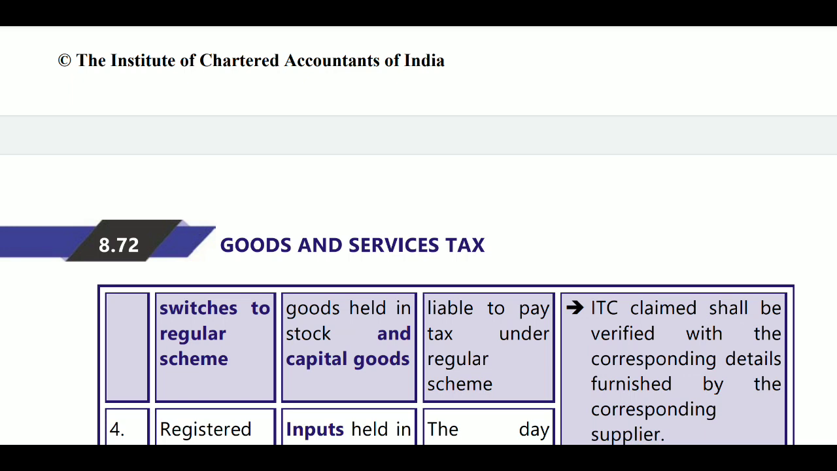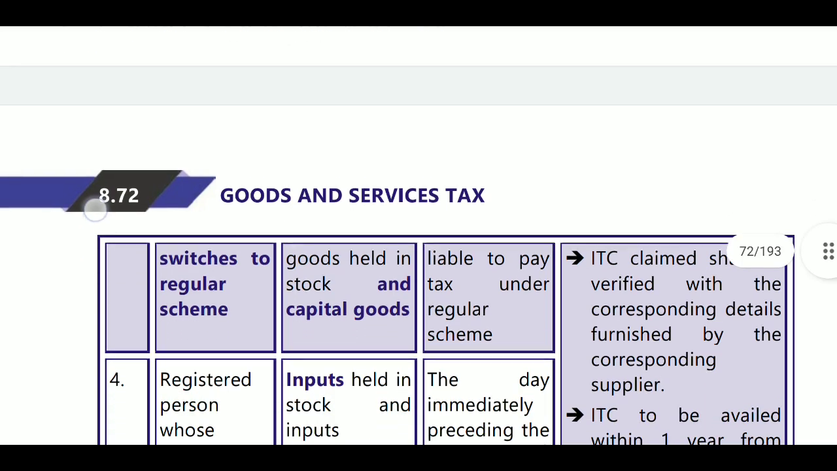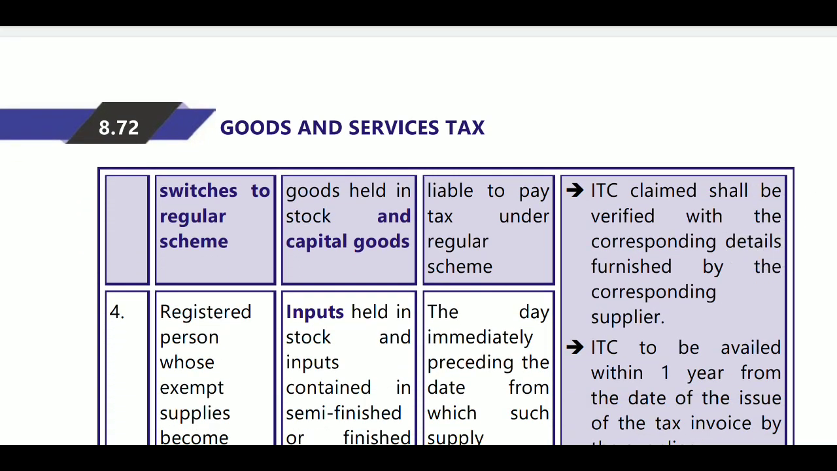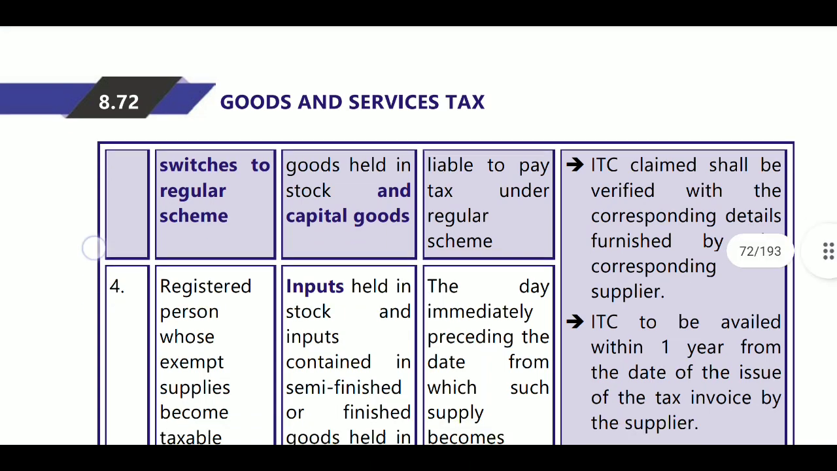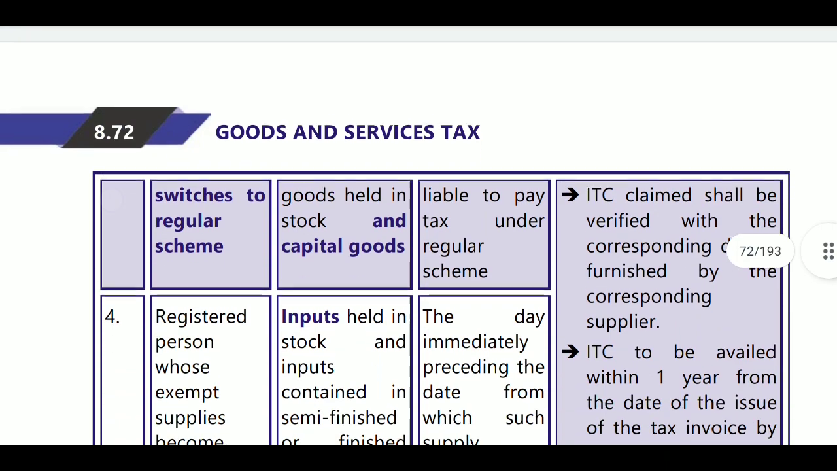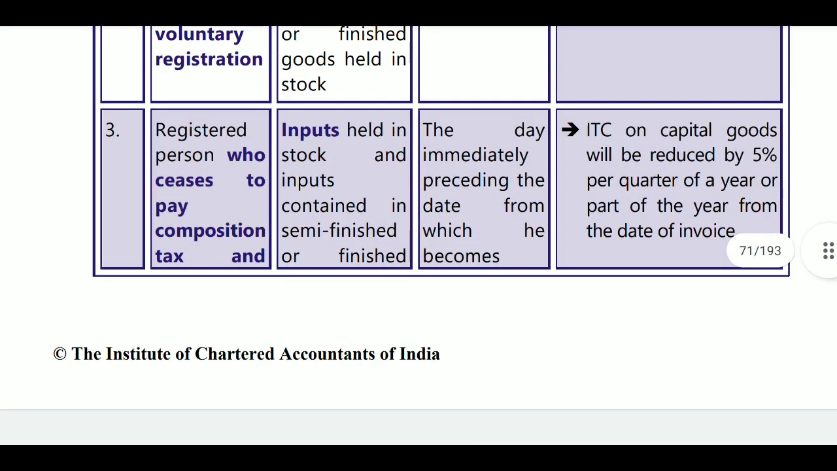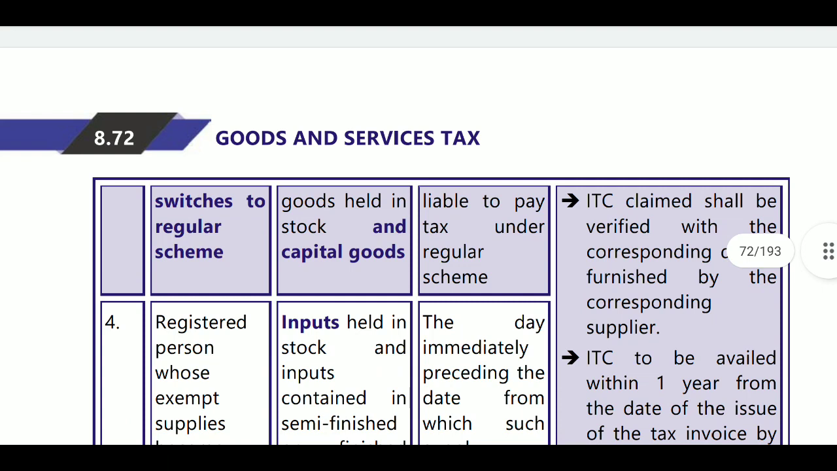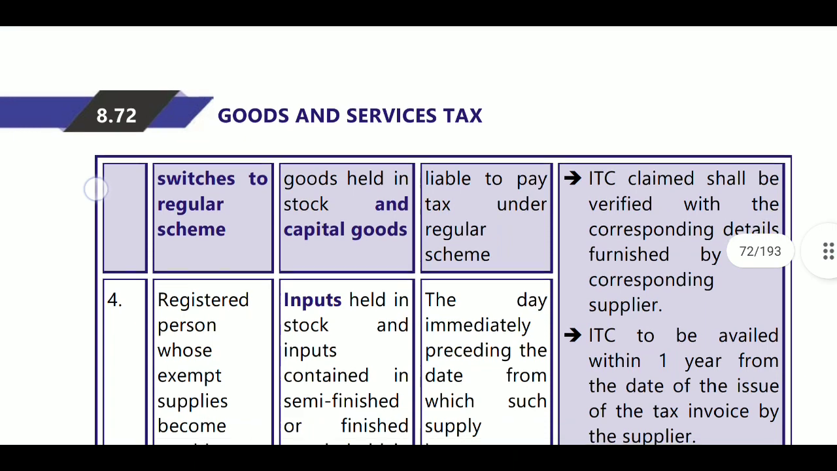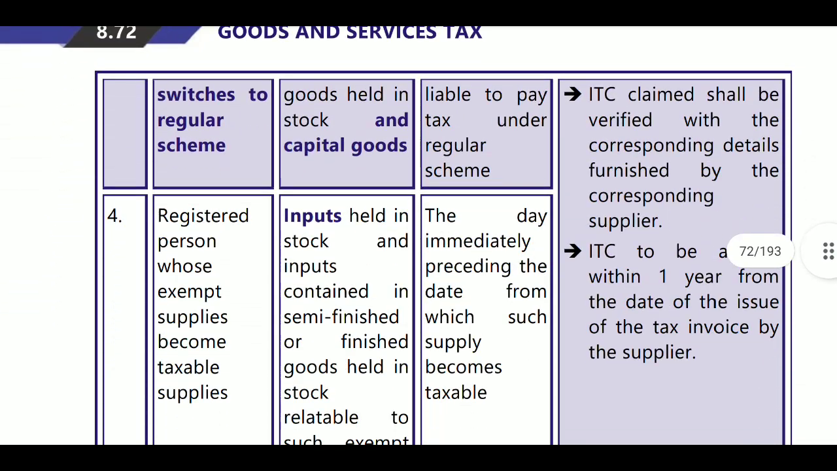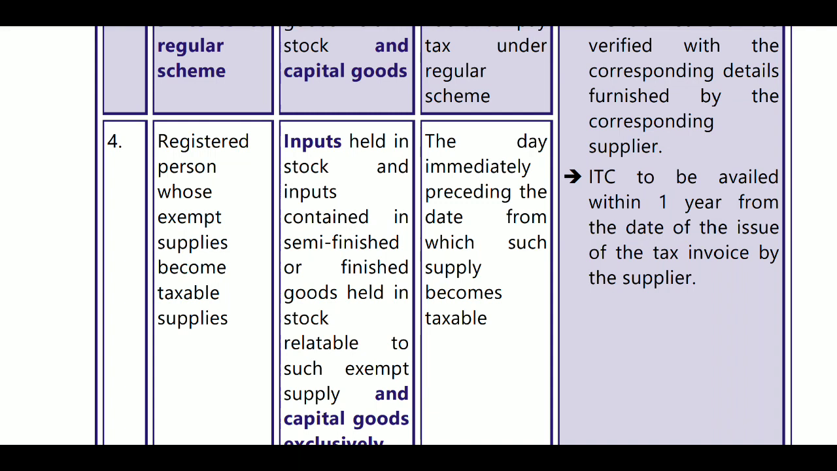When he comes to regular registration and as on that date he has some stock, that is inputs held in stock, inputs related to finished goods, and capital goods, he may claim that input credit as on the date of switching, that is the day immediately preceding the date from which he becomes liable to pay tax under the regular scheme. He must satisfy some conditions, the same as for the other registered persons.